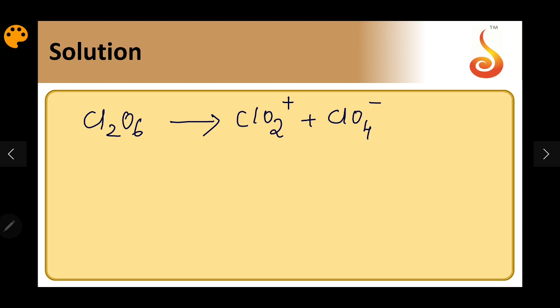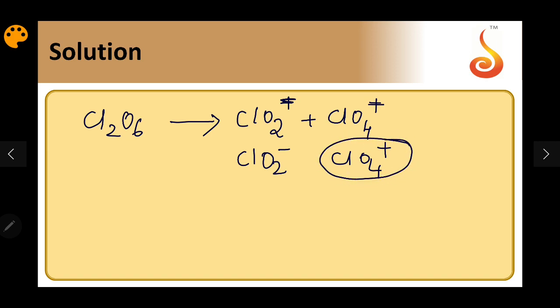ClO4 minus, sorry, ClO2 minus ClO4 plus in the solid state. That's the question which is being asked. So ClO4 plus should exist and ClO2 minus should exist. So if you take the combination, the positive ion, this is ClO2 minus, this is ClO4 plus. So negative ion should combine with positive ion, and positive ion should combine with negative ion.